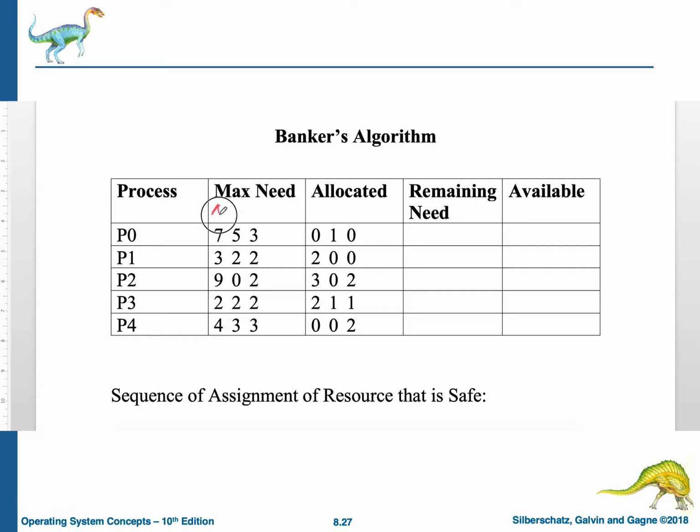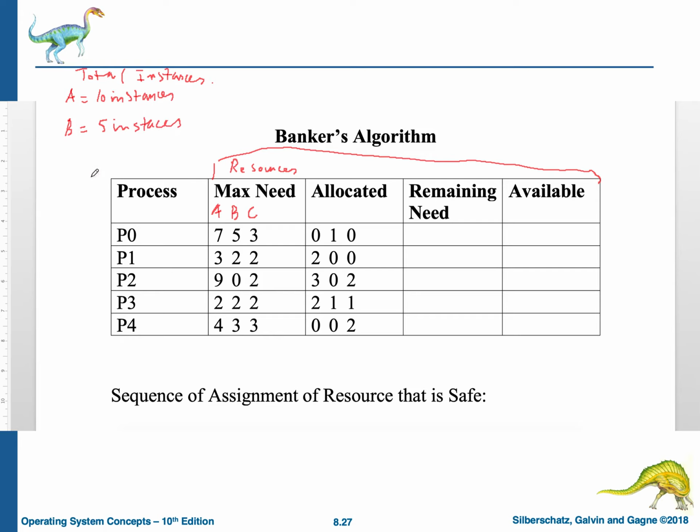Now suppose these are resources, all about the resources, right? These are processes. So we say that these all are resources. This is resource type A, this is resource type B, and this is resource type C. Now for example, A has 10 instances in total, B has 5 instances, and C has 7 instances of resource, right? These are total instances.